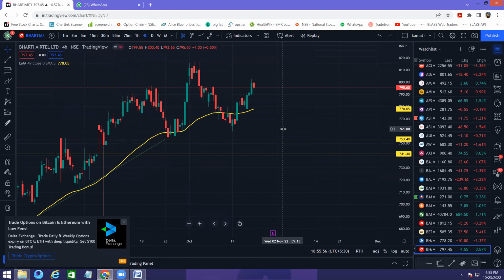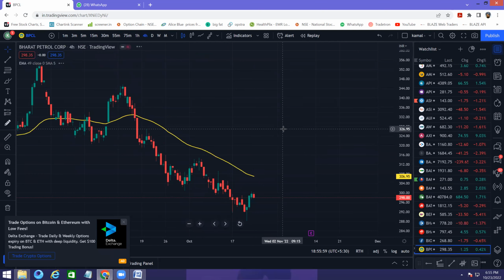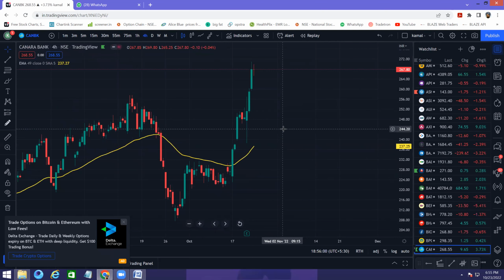This is Bharti Airtel, again a good move. BPCL, not. See Can Bank. Even if it closed with a bigger candle above this, still it gave you a good run, 267 from 235, a 30 rupees move.